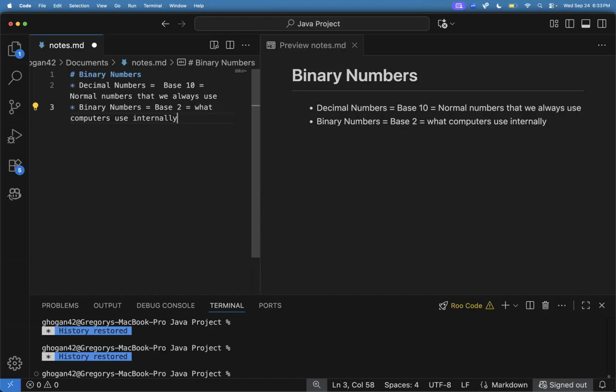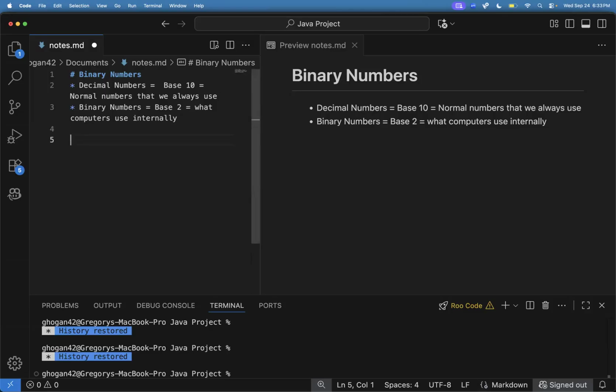Specifically, binary numbers are how everything is going to be represented in the computer. And I mean everything, right? Every integer, every character, every string, every floating point number, everything has to be a binary number. It's only going to use zeros and ones.